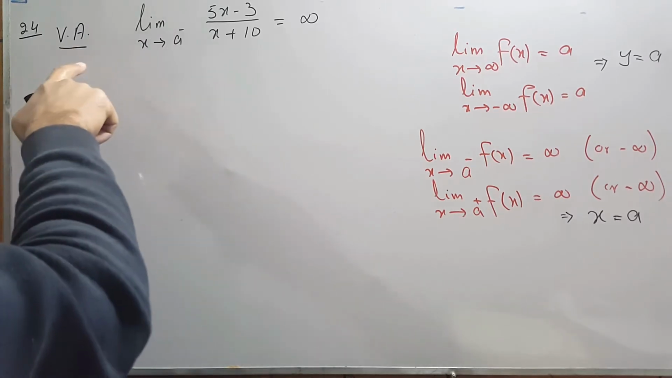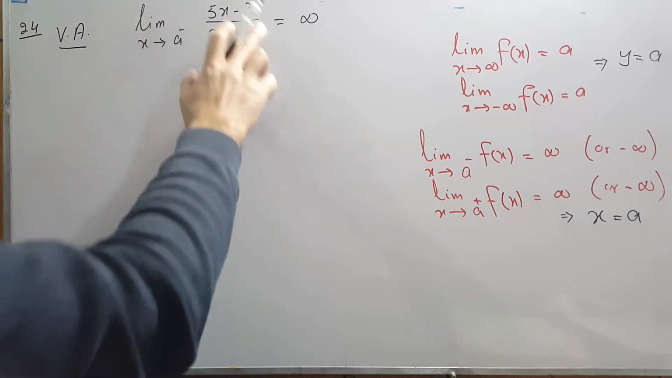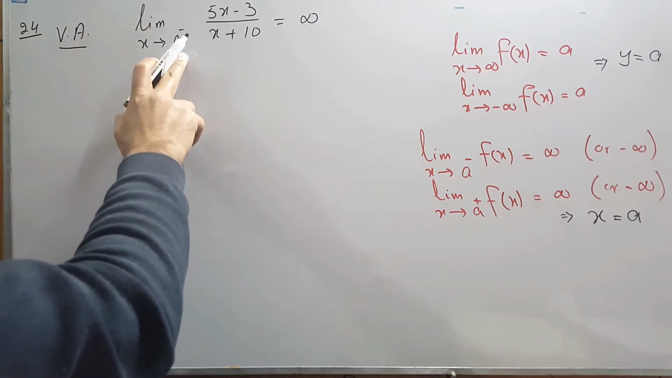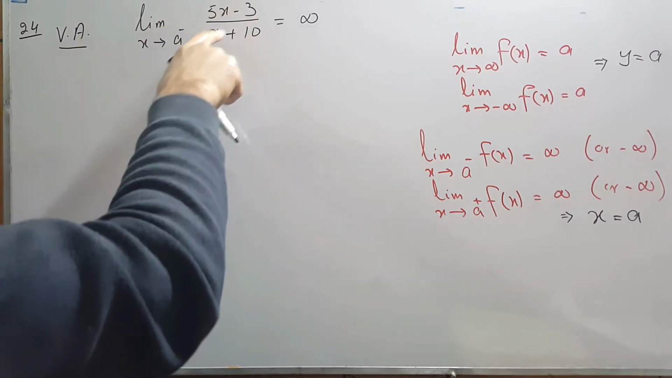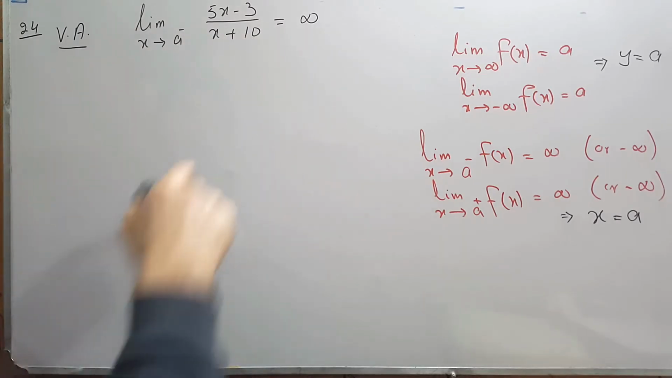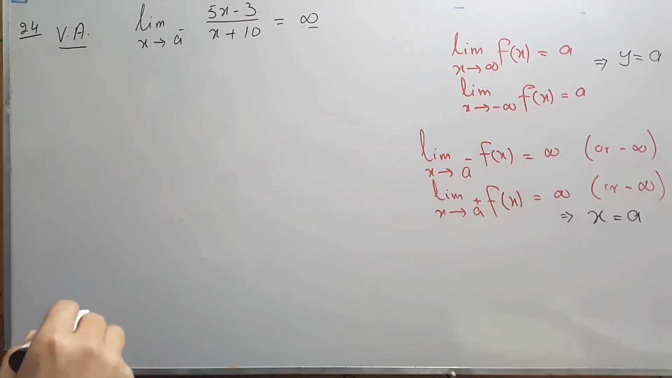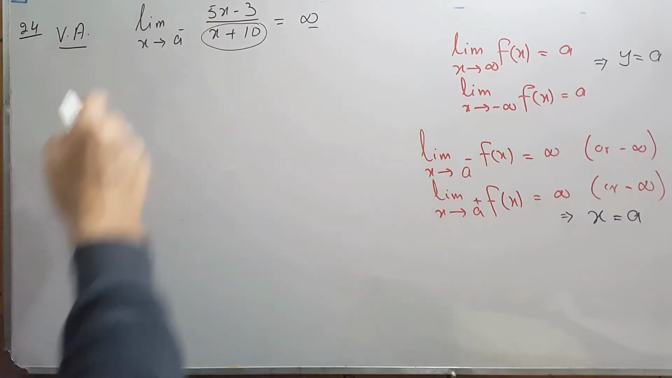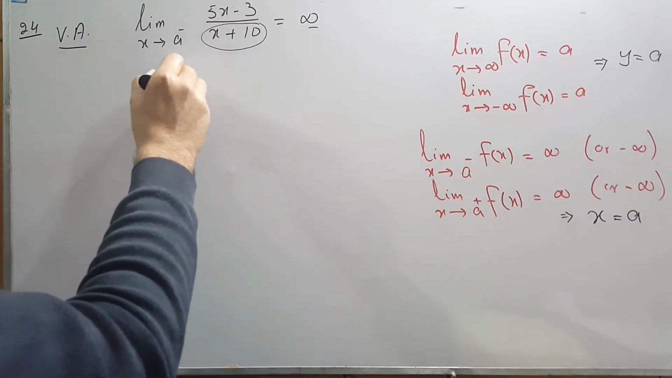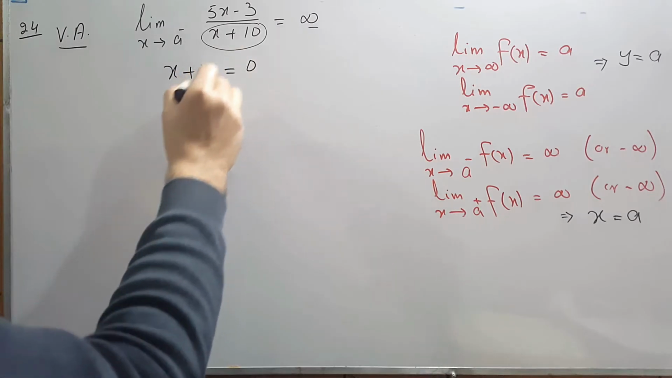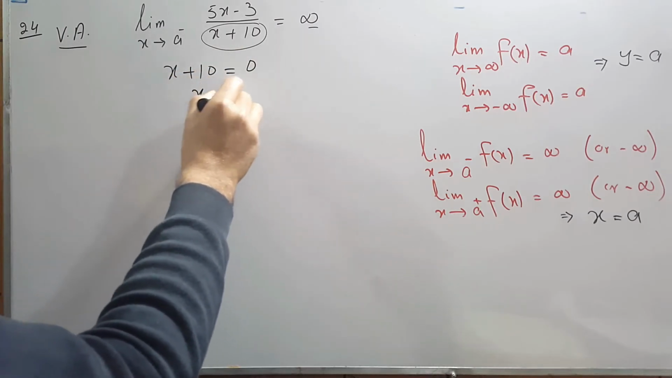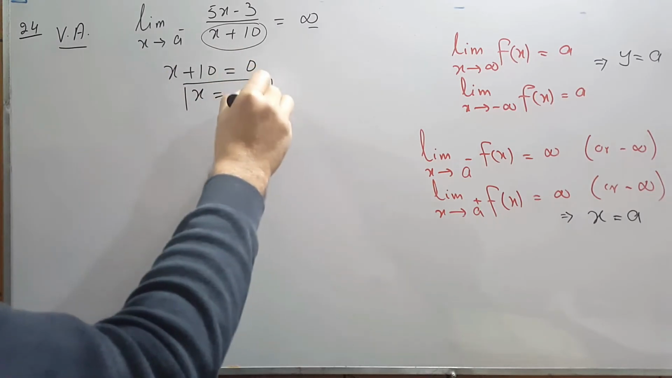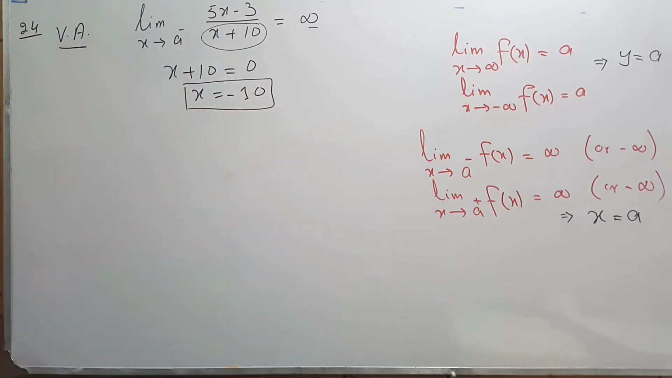So to find the vertical asymptote, this function where the limit x approaches a from the negative side of 5x minus 3 over x plus 10 has to be either positive infinity or negative infinity. How this can be positive or negative infinity is if this denominator portion is 0. So if we set x plus 10 equal to 0, this implies x equals minus 10. So x equals minus 10 is the vertical asymptote.